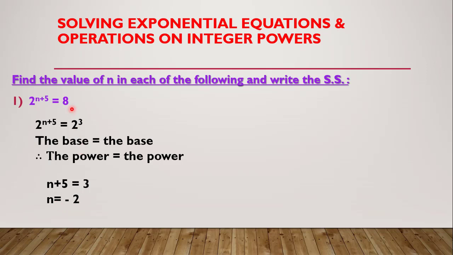Then I'll solve this equation to get n equals negative 2. So in this case, I can write the base as the first base, because 8 equals 2 power 3. Then the power should be equal to the other power, so n plus 5 equals 3. Then I'll solve this equation. So the solution set is negative 2.